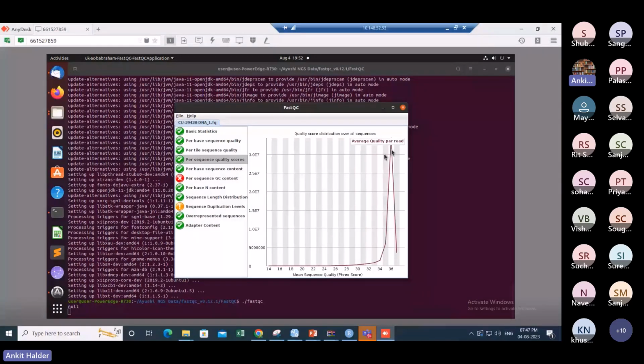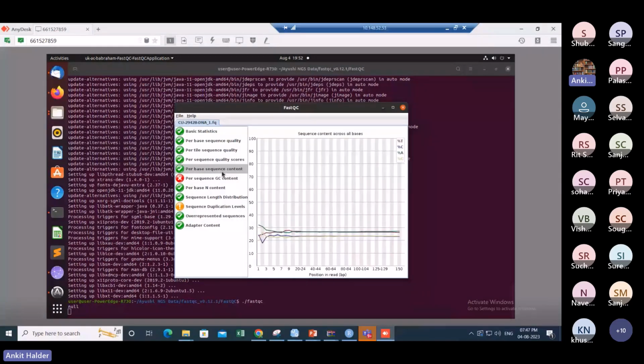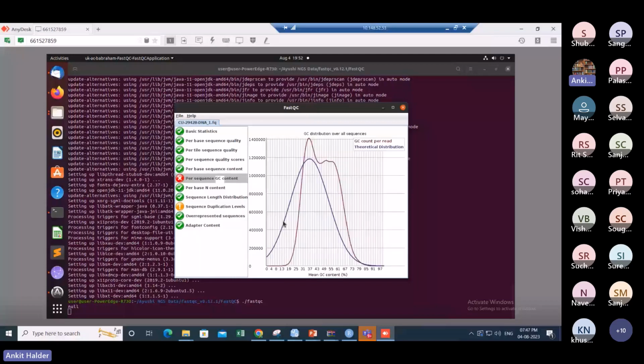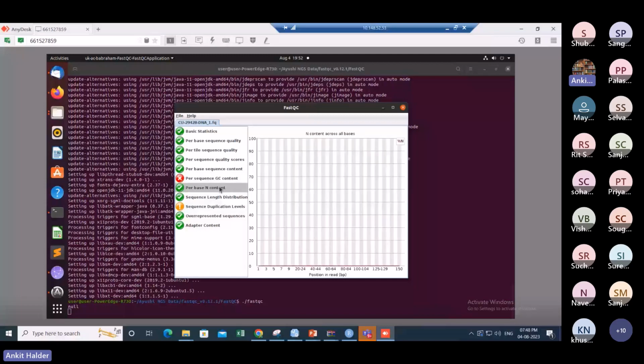Per sequence GC, the theoretical distribution should follow a normal distribution, a Gaussian distribution, but it is not following. But it is okay, as we know that there are some regions with more GC content in a particular thing. Then percentage of N, sequence length distribution. So all these are good.